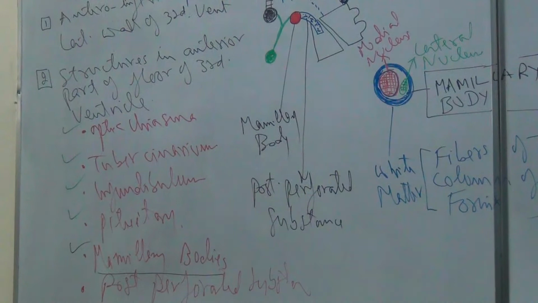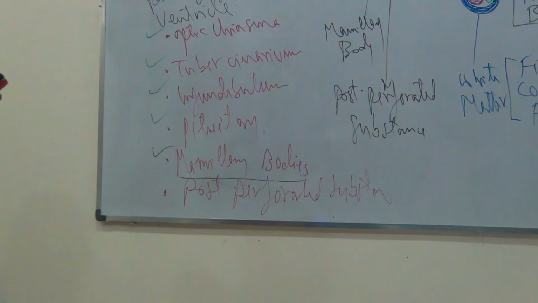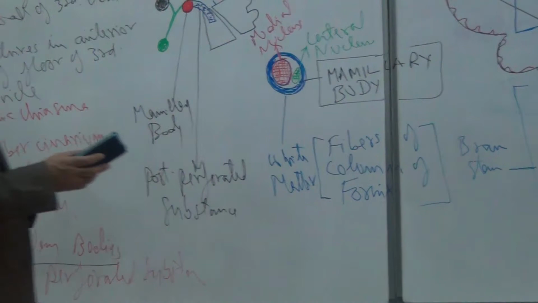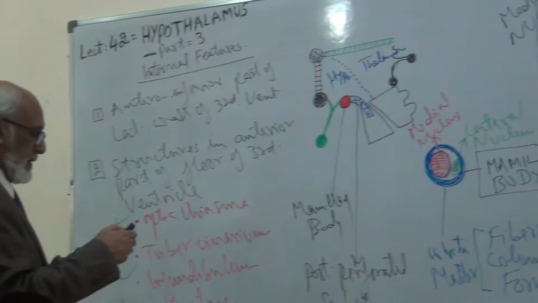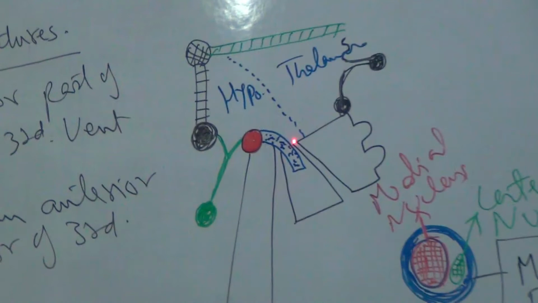Next part of the hypothalamus is the posterior perforated substance. Now, posterior perforated substance is a layer of nervous tissue which is partly on the basal surface of the cerebrum and partly in the floor of the interpeduncular fossa.